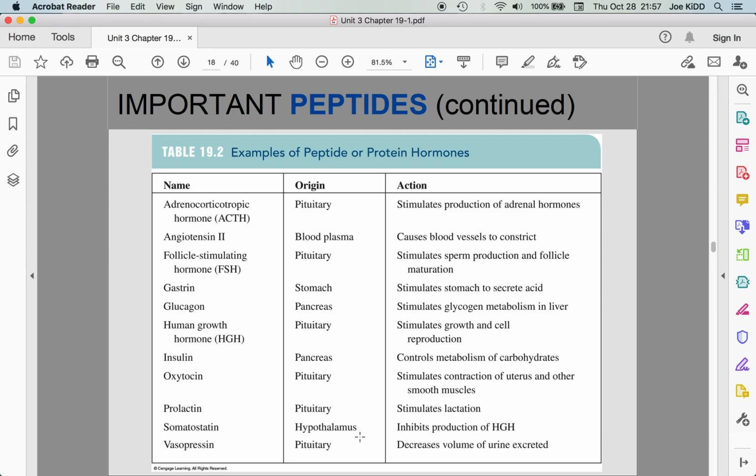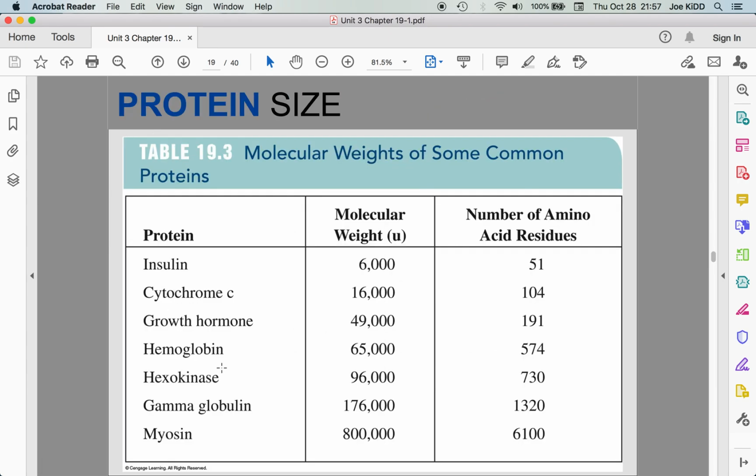We already talked about oxytocin and vasopressin. Other things here would be prolactin, gastrin, glucagon, HGH, human growth hormone, right? A lot of these, either through puberty or fetal growth, are many smaller ones. But we also have things like insulin, which is another small one.